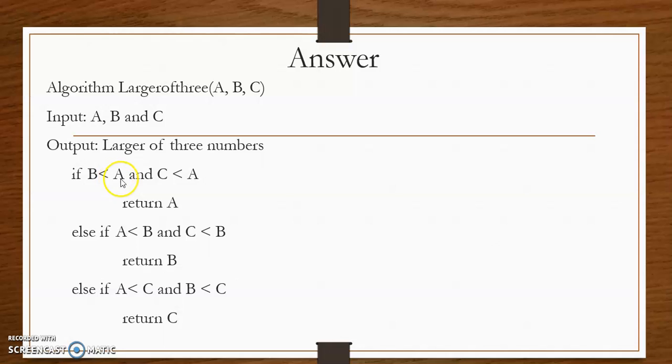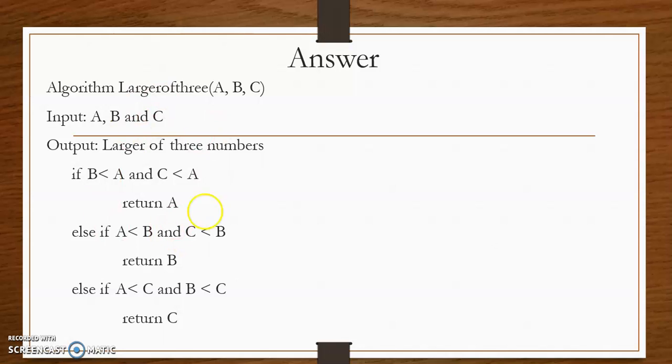If B is less than A and C is also less than A, we will say that A is the largest number. Otherwise, if A is less than B and C is less than B, then B is the largest. And the third case is A is less than C and B is also less than C, then C is the largest. So here we are using an if else ladder. If this is true, do this. Otherwise, if this is not true, then do this. And if this is also not true, then do this. So using the if else ladder in this algorithm, we are solving the largest of three numbers problem.